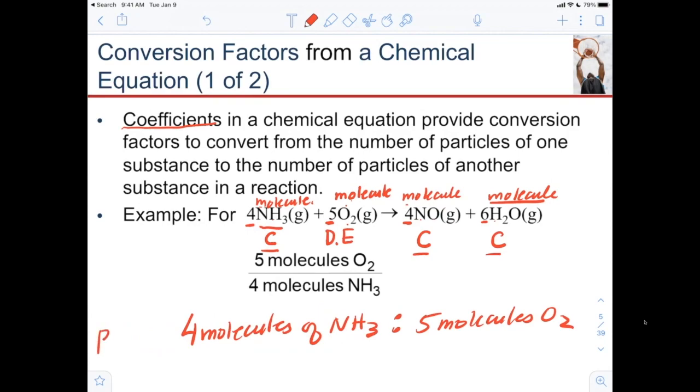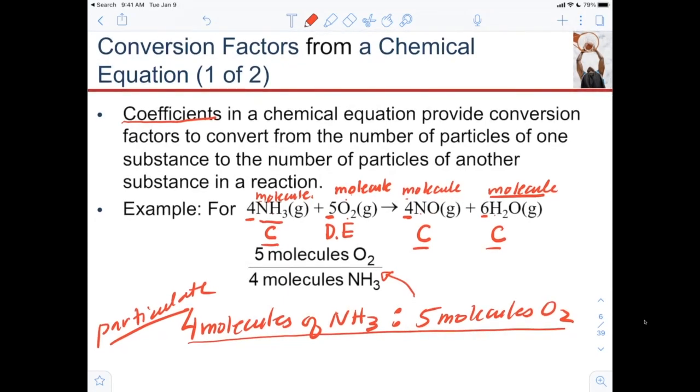This is a particulate relationship. Remember, particulate is a term that describes chemicals at the level of atoms and molecules. These two can then be written as a ratio, which is what we have right here. Now, you can relate any two formulas in the balanced equation, regardless of the number of formulas you have in the balanced equation. Of course, you need to have at least 2 different formulas.